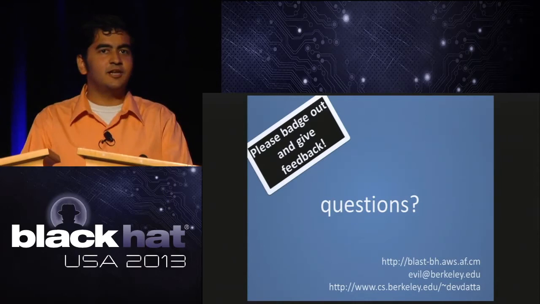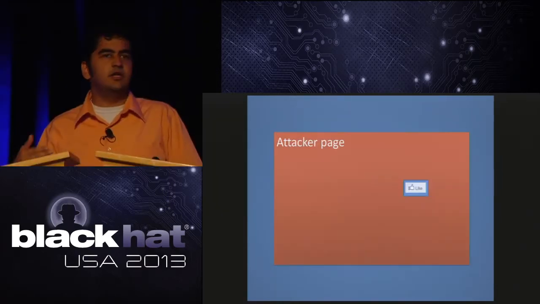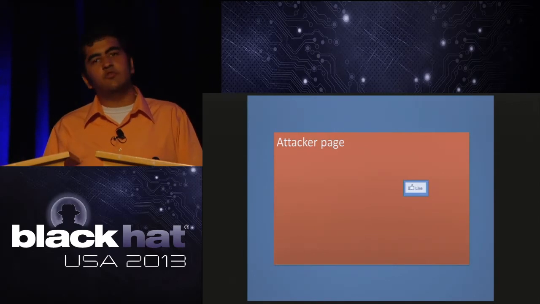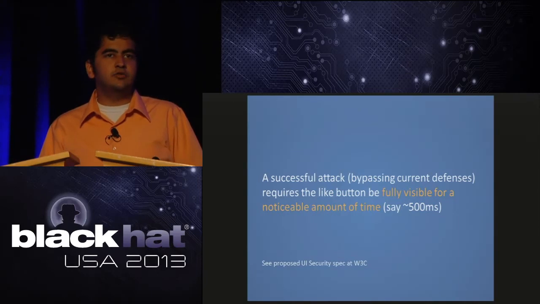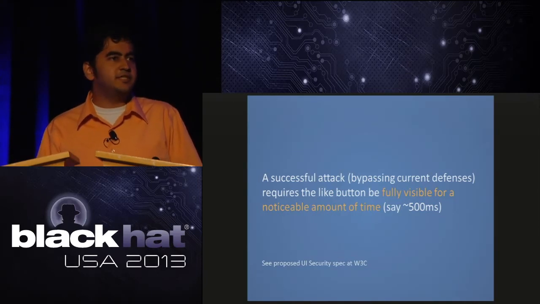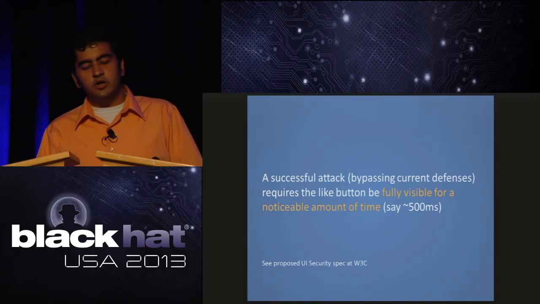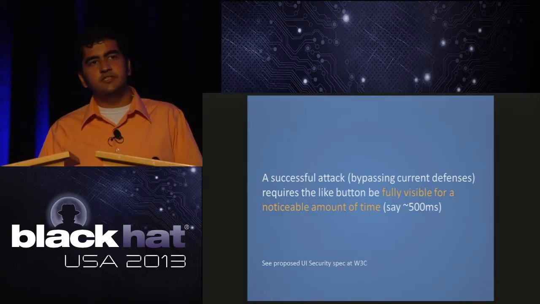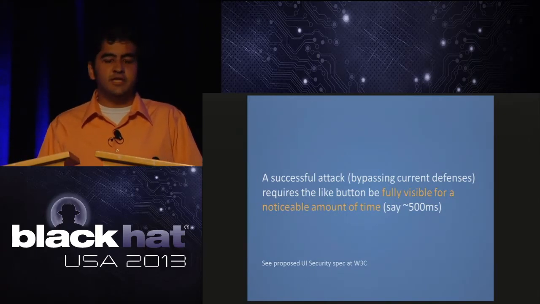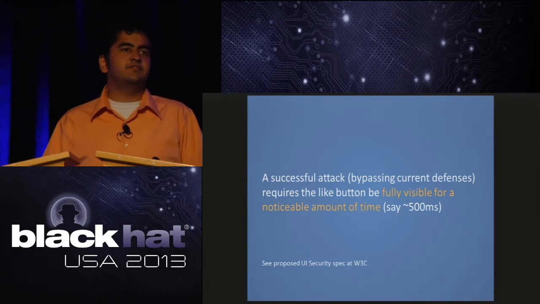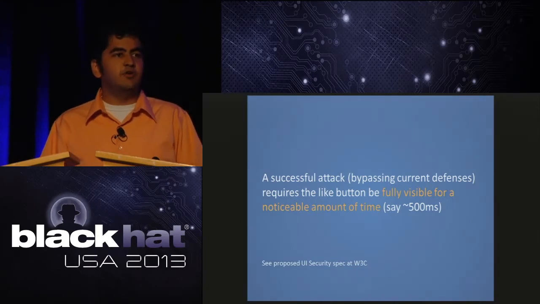Usually when people talk about clickjacking, they focus on buttons being half visible or something else overlaying on top of it. That is not what we'll be talking about. Furthermore, to bypass proposed defenses like the W3C UI security specification coming up, not only do we require that the full like button be fully visible during the attack, it should also be fully visible for a noticeable amount of time, let's say 500 milliseconds at the minimum. This is to not allow attacks where you trick the user into quickly clicking through. We want the like button to be fully visible for some amount of time.